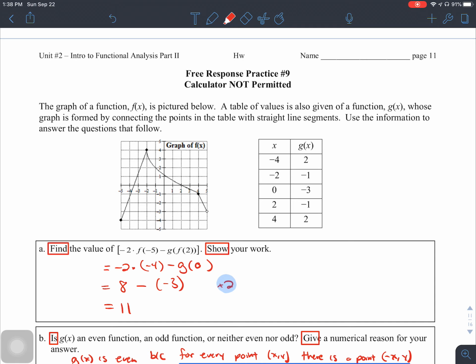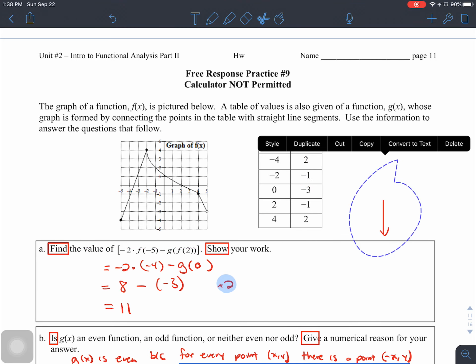For the f part, f of -5, you go in the graph at -5, see what the y value is. It's -4. That's why we're replacing this with -4. F of 2, we go to the right 2, we get 0. Use the table. What is g of 0? It's -3. That's why g of f of 2 is -3.